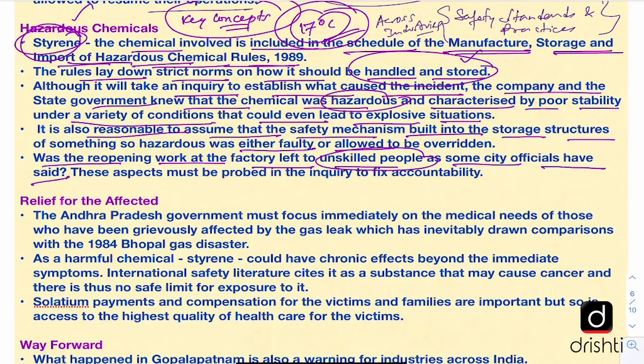Because of this lockdown, many of the skilled laborers have left for their hometowns. All these plants were shut and they were operating under very less manpower. So was there a situation where unskilled people were operating this and that led to this mishap? So that needs to be found out.